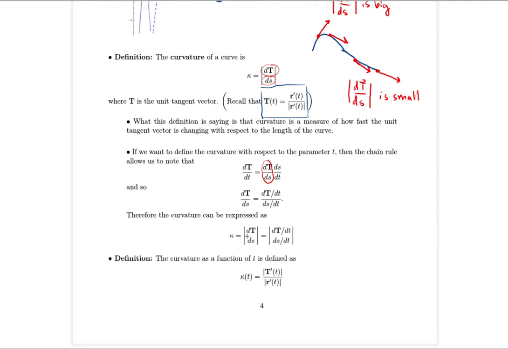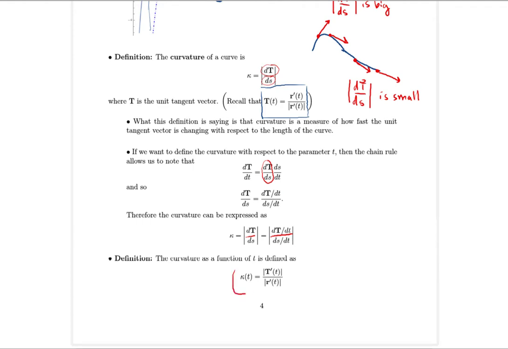All right, and then I don't know what happened to my fraction bars here, but there we go. So then curvature can be defined as the absolute value of this derivative with respect to time over this derivative with respect to time. Okay, but what is the one on top? Well, we can just shorthand that as the magnitude of T prime. And then on bottom, that's the magnitude of r prime.